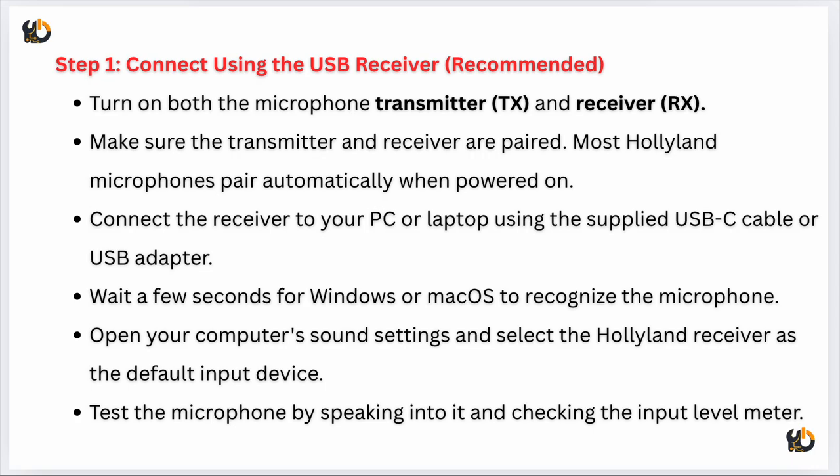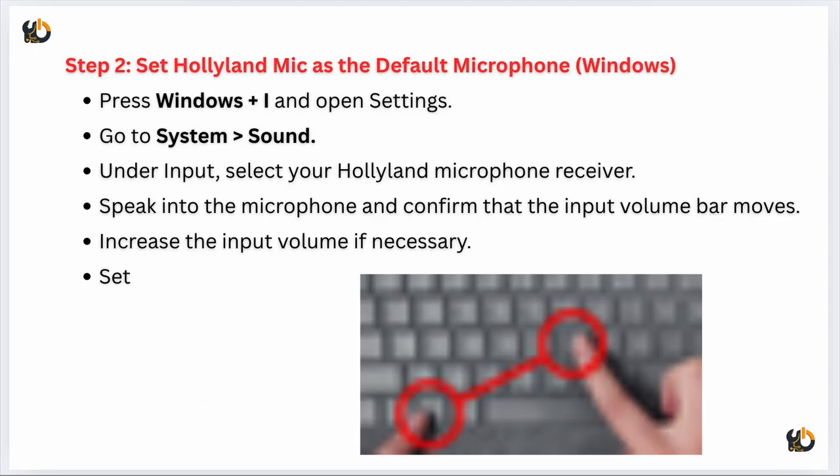Open your computer sound settings and select the Hollyland receiver as the default input device. Then test the microphone by speaking into it and checking the input level meter.